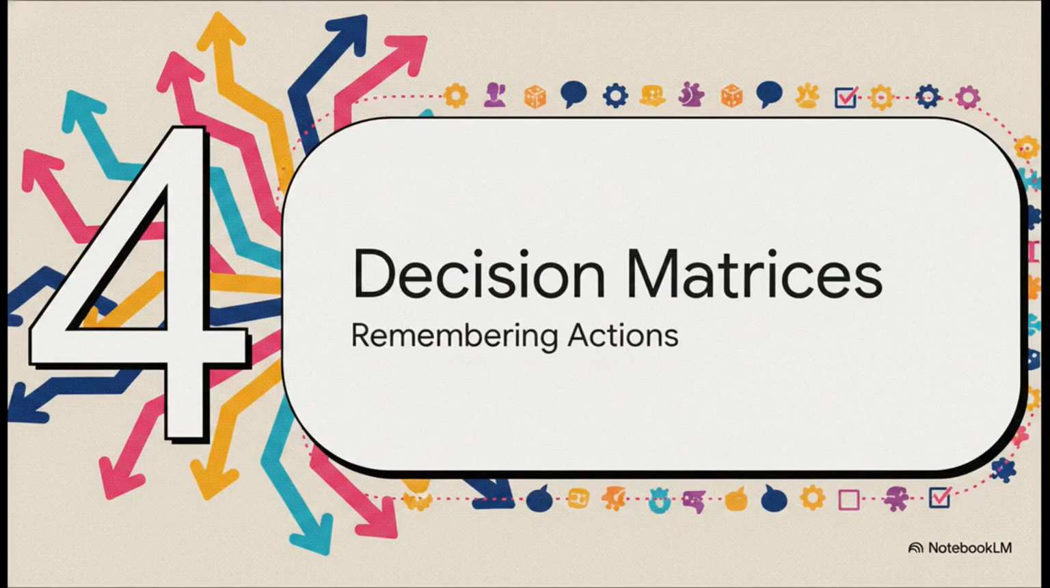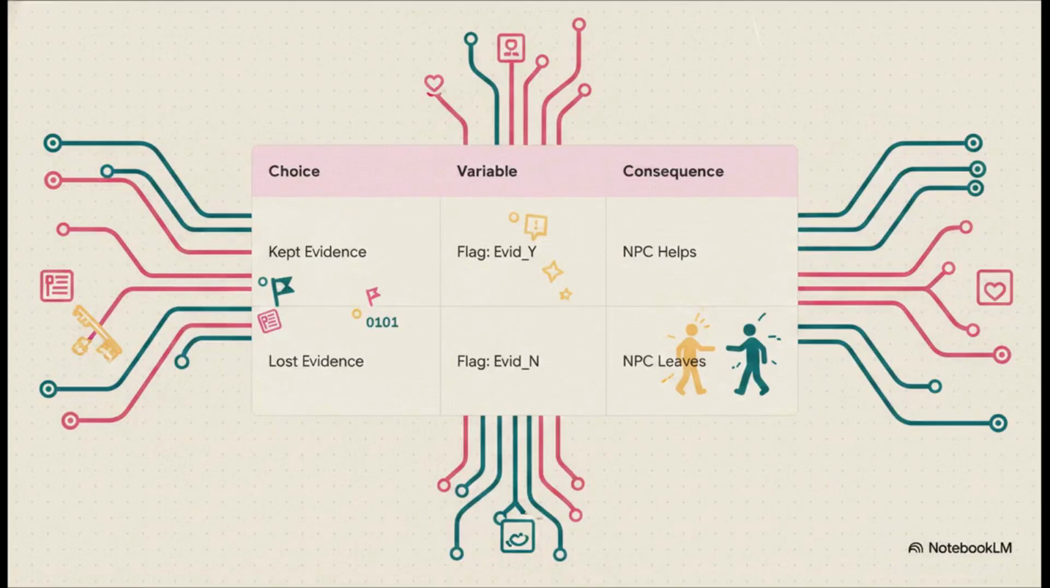Section 4. Tracking with decision matrices. Remembering what the player did. We're getting into the technical blueprint here. If you let players make choices, but your story forgets what they did, your continuity completely breaks down and the player feels cheated. To prevent that, you track everything using a decision matrix.